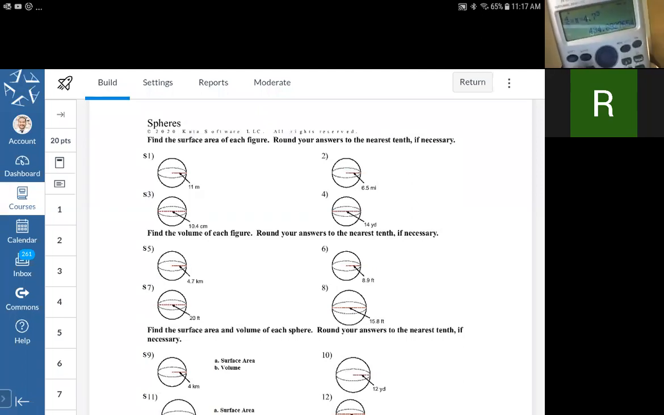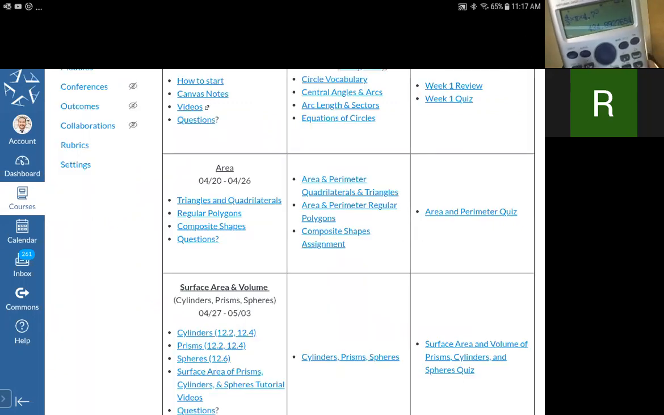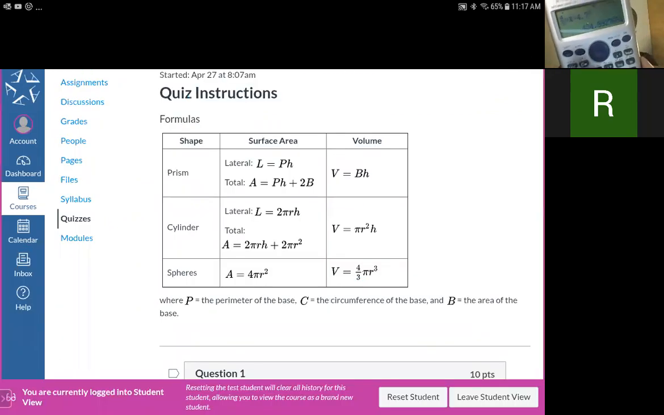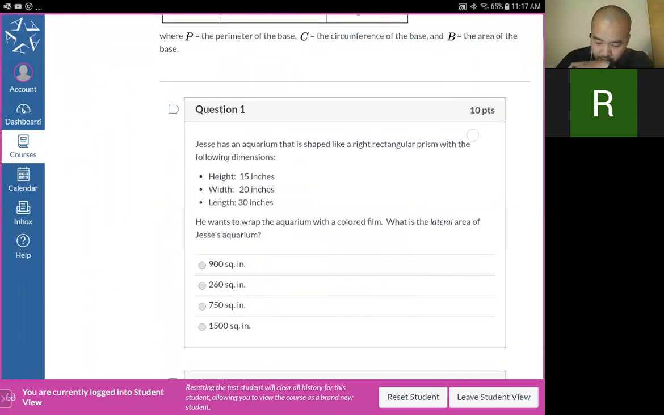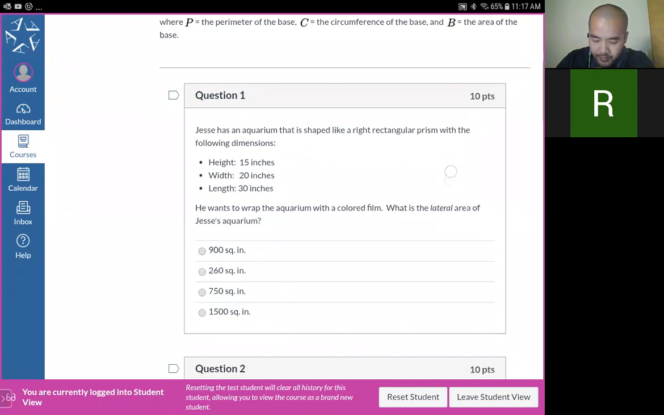So that's the assignment this week. Then the quiz, you have the quiz here. Lateral area for this aquarium, you do the perimeter times the height. So the perimeter is 20 plus 20 plus 30 plus 30, which is 100. And you do 100 times 15.